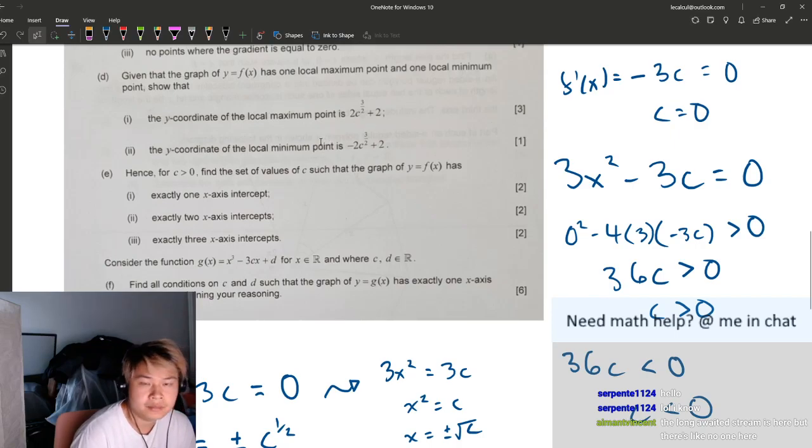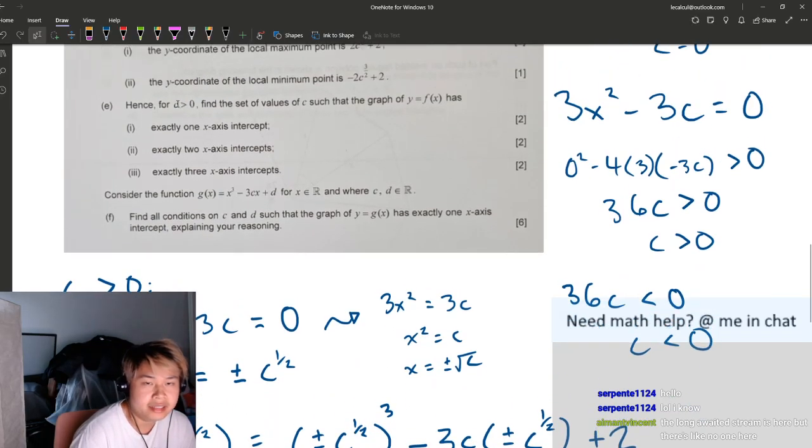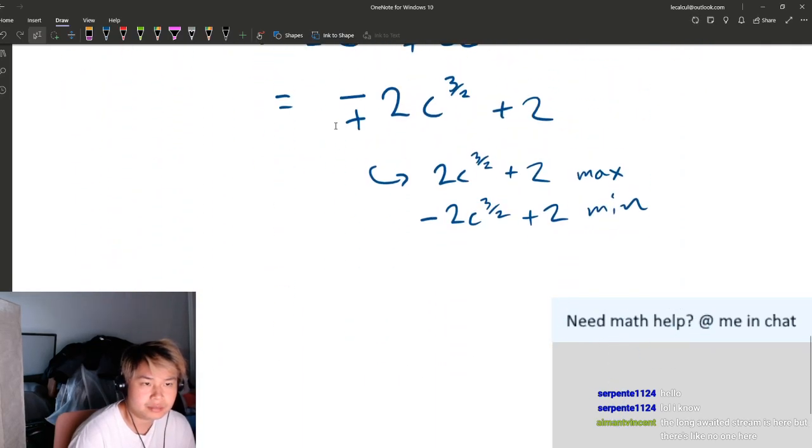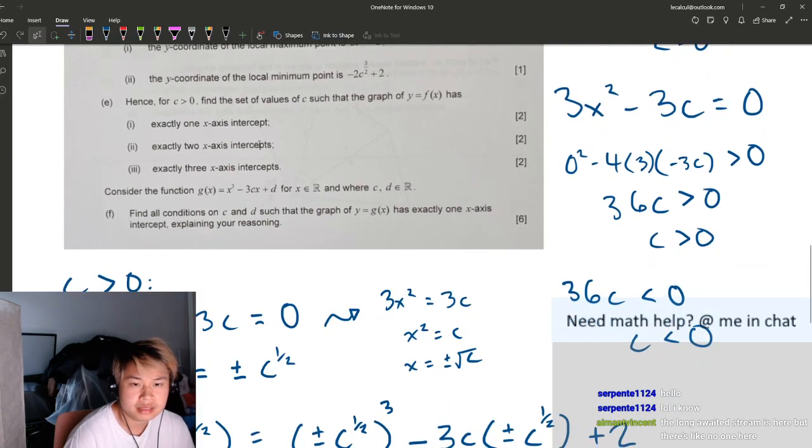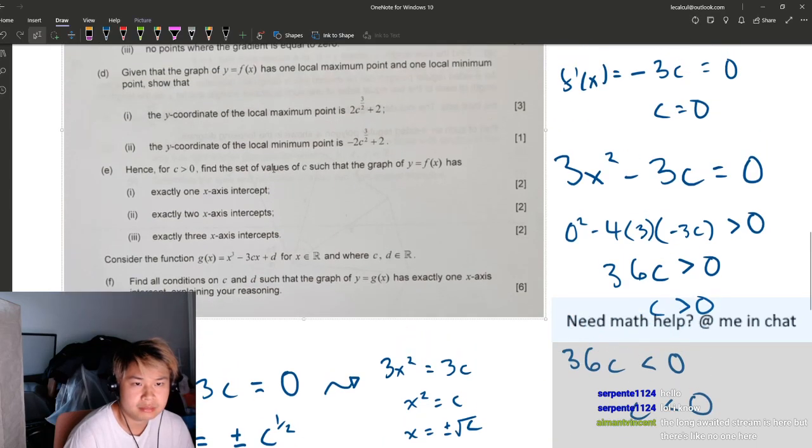Okay. Now, if c is positive, find the set of values of c so that the graph has exactly one axis intercept. Okay. And then exactly 2 axis intercepts, and then exactly 3 axis intercepts.